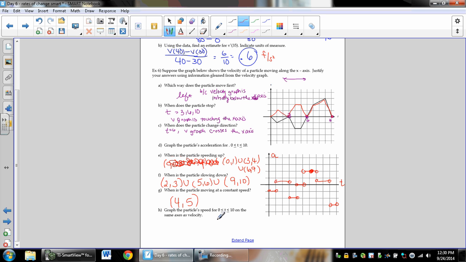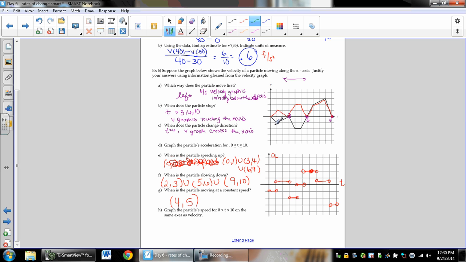Okay. Now, we haven't justified any of these besides looking at the speed graph, and it says justify your answers using information gleaned from the velocity graph. So let's talk about the velocity graph and how it helped us get our speed graph. It's speeding up from 0 to 1, 3 to 4, and 6 to 9.